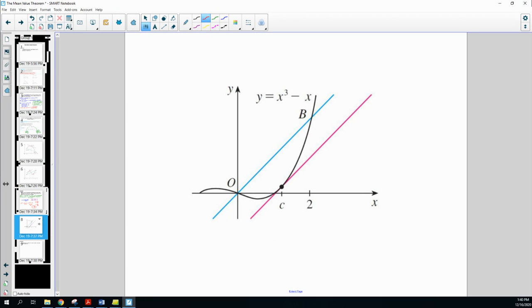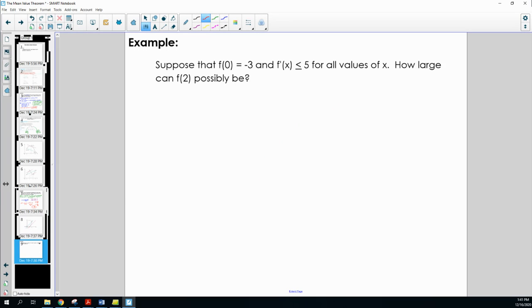Okay, so here's a graph of it. The black curve is our function, x cubed minus x. We can see that between a and b, so a is 0 and b is 2, the blue line is our secant line. And at point C here, that is where the tangent line is going to be equal to the secant line. And that C value that we found was 2 over the square root of 3, which is where that is.